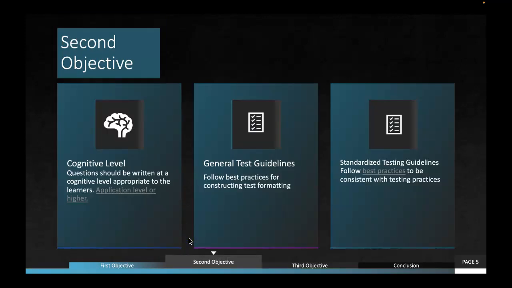So when we're talking about actual test construction and using principles and best practices, a couple of things that you want to keep in mind are making your test questions appropriate to the cognitive level of the student. Most of the time we want to aim for application level or higher using Bloom's taxonomy.